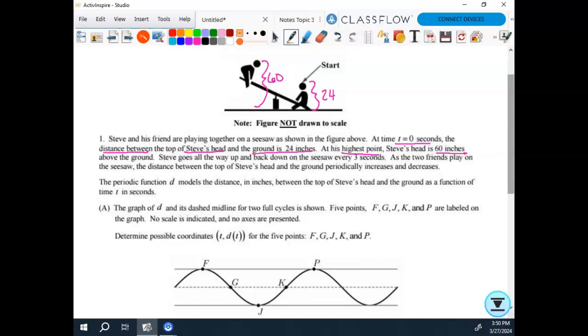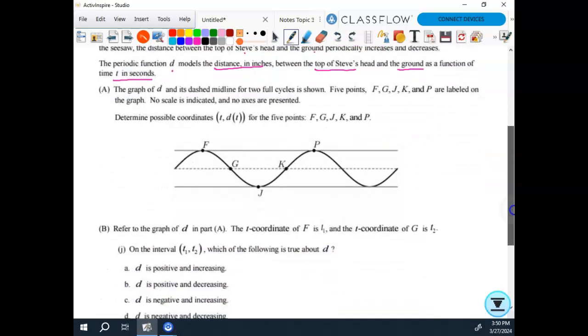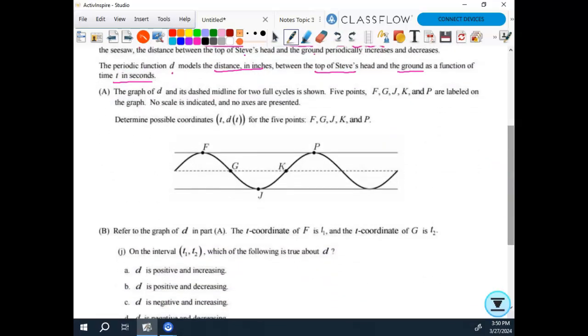Steve goes all the way up and back down to the seesaw every 3 seconds. Okay? So if one cycle up and down is 3 seconds, my period is 3. As the two friends play on the seesaw, the distance between the top of Steve's head and the ground periodically increases and decreases. So we have the periodic function d models the distance in inches between the top of Steve's head and the ground as a function of time t in seconds. Okay, so here's the graph of d.